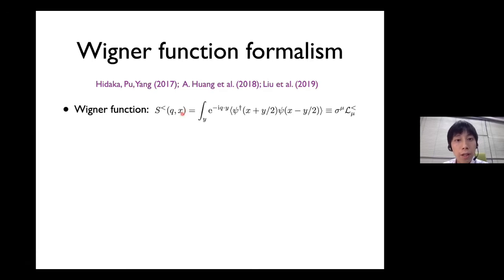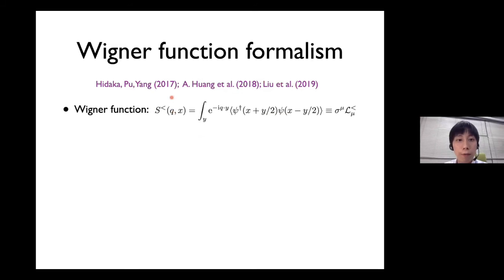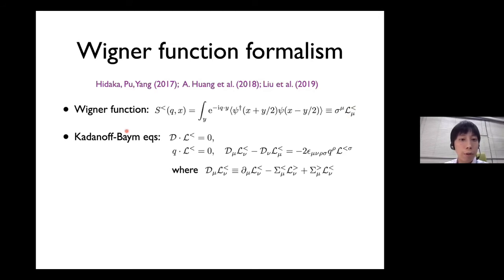Let us consider the Wigner function, S lesser, written in terms of the neutrino field psi. So this psi is a two-component neutrino field, and this S lesser is just a Fourier transform in terms of the difference of the coordinates, right? Because this psi is two-component, we can decompose this Wigner function by using the Pauli matrices in this way, okay? And then we define this L mu. And now we can write down the Kadanoff-Baym type equation for this L lesser in this way.